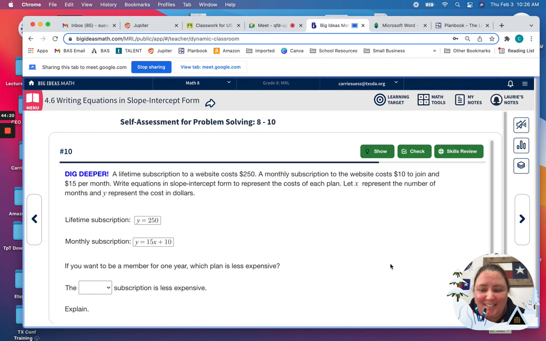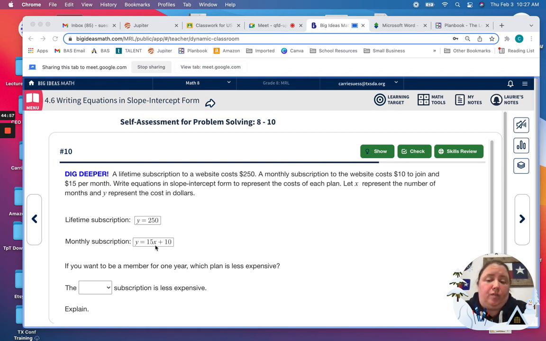Yes. So the last thing says, if you want to be a member for 1 year, which plan is less expensive? It probably is monthly, but we need to solve with 1 year to see if it's cheaper. Does that make sense? Yes. Okay, so does the y stand for months or the x stand for months? The x stands for months. So how many months do we plug in for x? 12, because this is for a year.